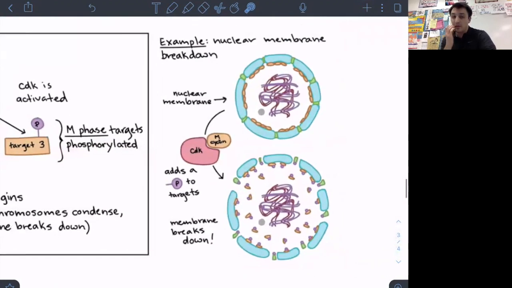A little bit more of a specific example with that when the nuclear membrane is being broken down. Here's our protein that's going to add that phosphate group to a certain target, and that target's going to break down this membrane in order to get a little bit more access to that DNA.